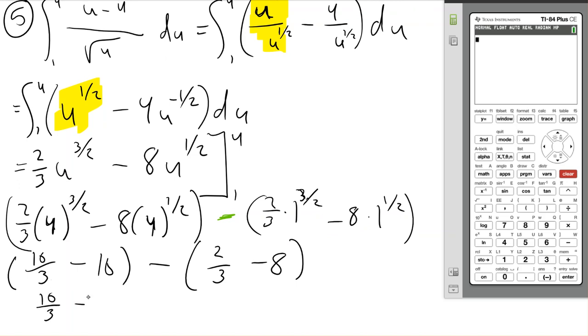So I've got 16/3 minus 16. Distribute this to get a minus 2/3 plus 8. These two are both already over 3, so I'm going to go ahead and combine those by adding those fractions. 16 thirds minus 2 thirds would be 14 thirds.